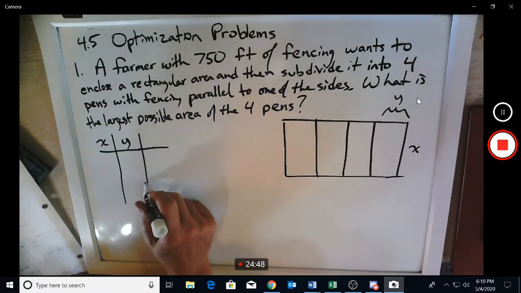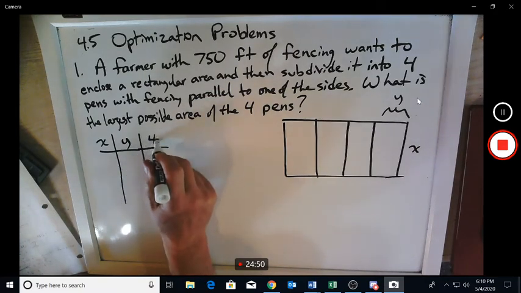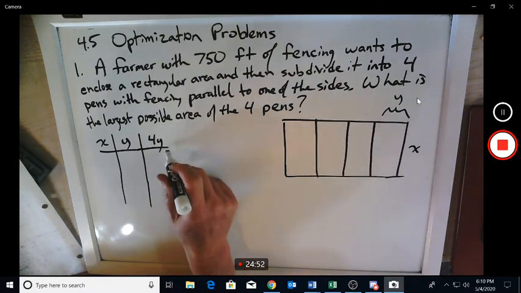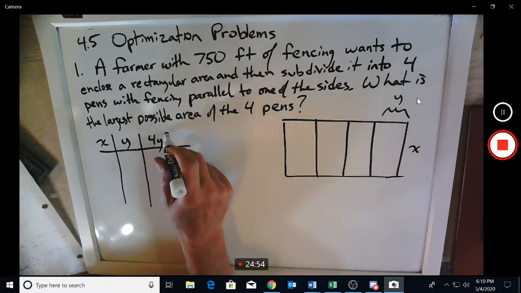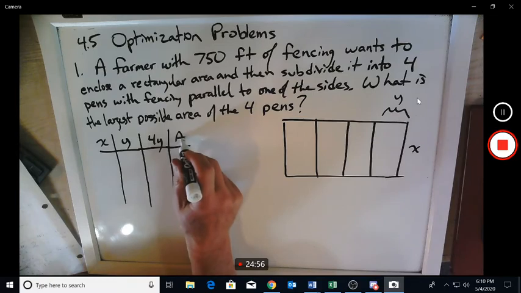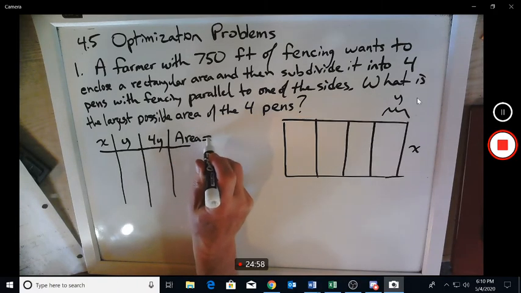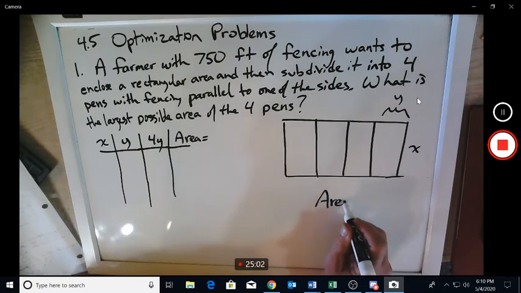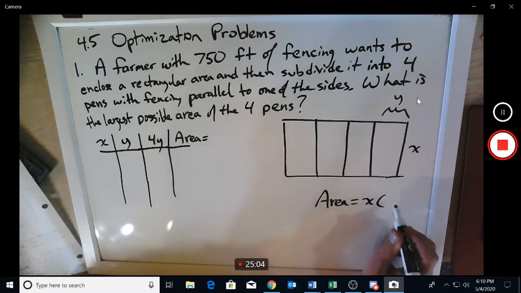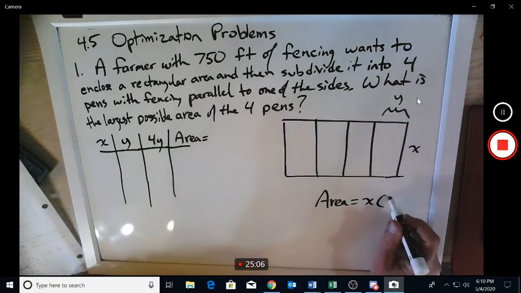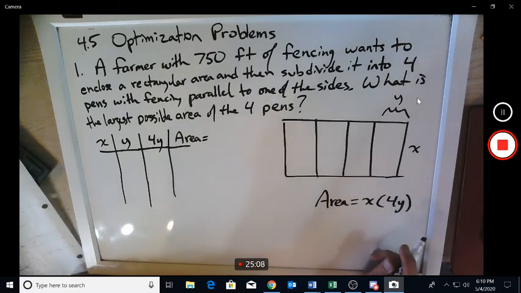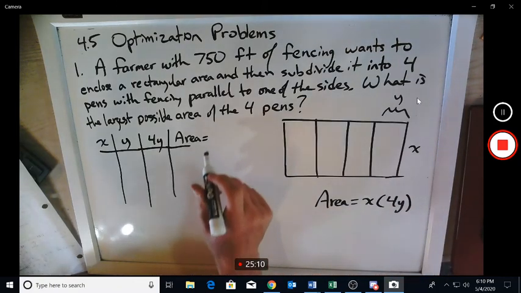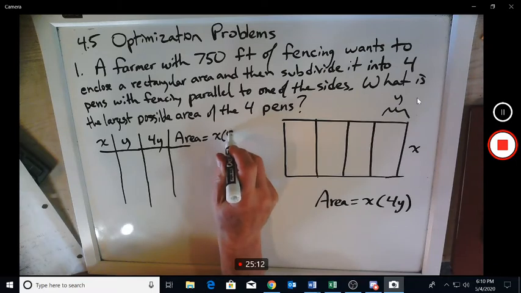and I'm going to also put 4y, because the area, according to this picture, is going to be x times the whole distance across, which is 4y. Area is x times 4y.